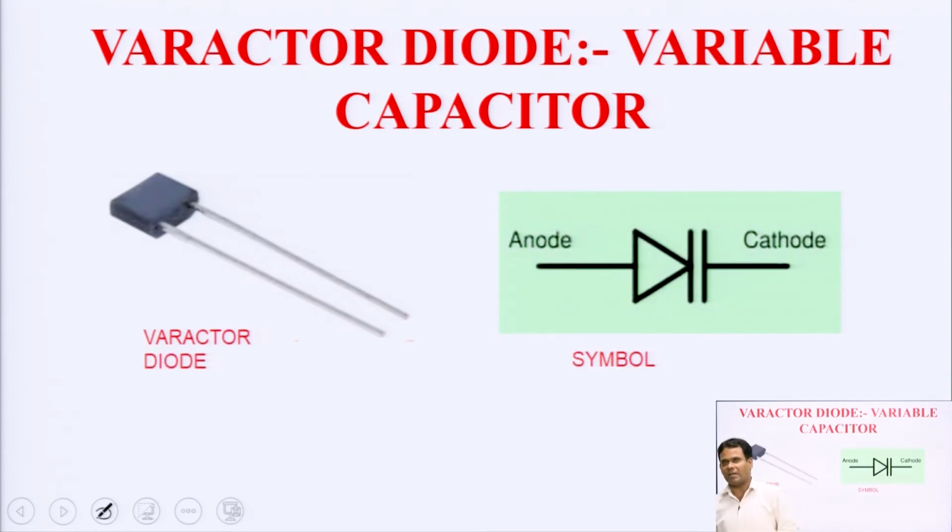Now, Varactor diode. Already discussed that the Varactor diode is used as a variable capacitor diode, and this is the symbol of the diode. This is the capacitor basically, and this is the symbol for the Varactor diode, variable capacitor diode, and this is the physically available Varactor diode in our laboratories or in the market for laboratory as well as commercial purposes.